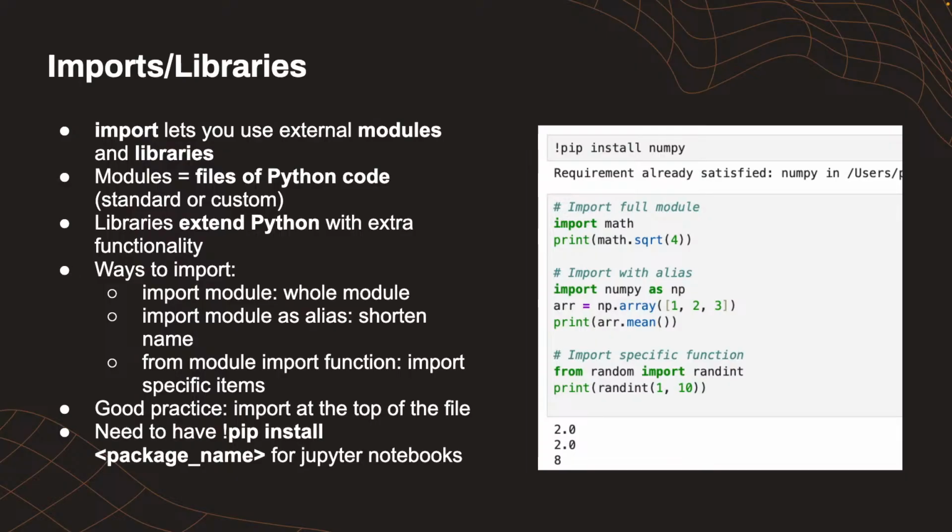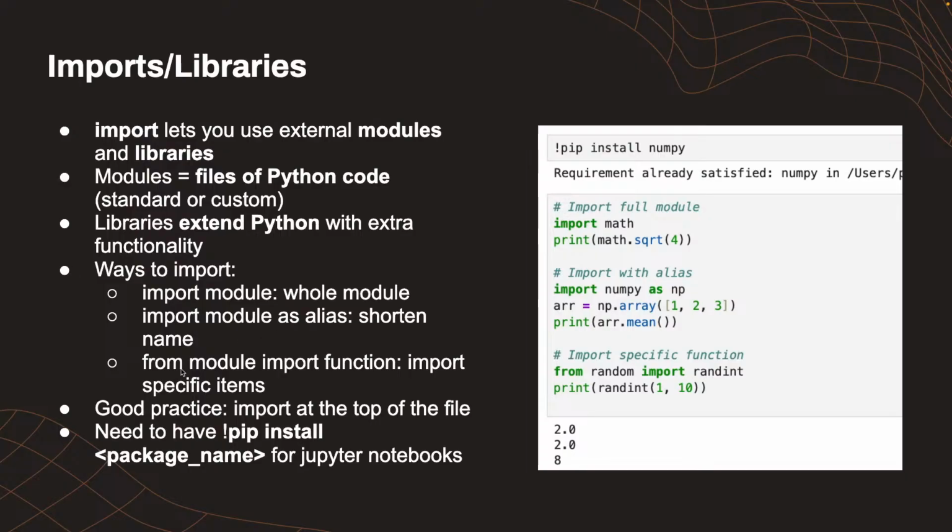There are 3 main ways to import modules. You can import module, which imports all the code and functions in that entire module. You can import module as alias, so you can shorten the name. If it's a module with a long name, you can call it something like df instead of data frame. For example here, you can import numpy as np, so it's easier to use in your code.